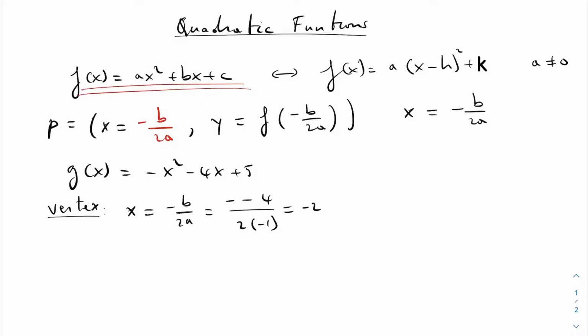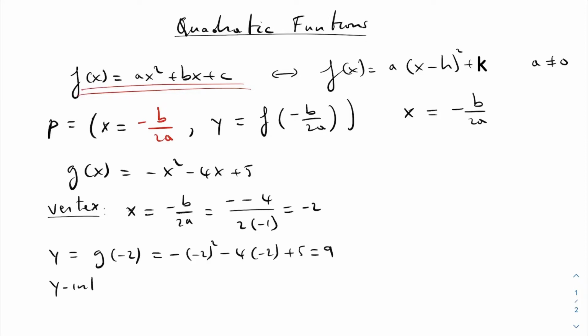And so now to find the y coordinate of our vertex, you can go ahead and plug -2 into the function. So you can have y equals g of -2, which is equal to -2 in parentheses squared minus 4 in parentheses -2 plus 5. And so that should give you -4 plus 8 plus 5, which equals 9.